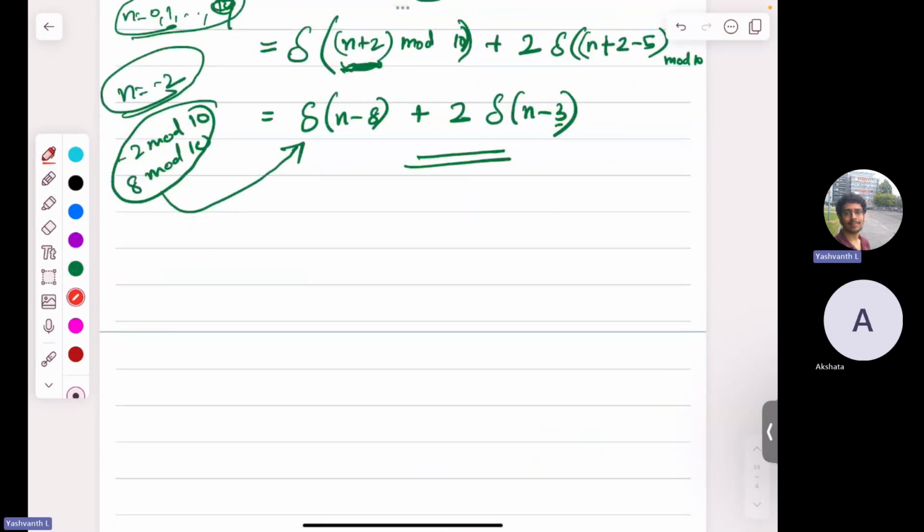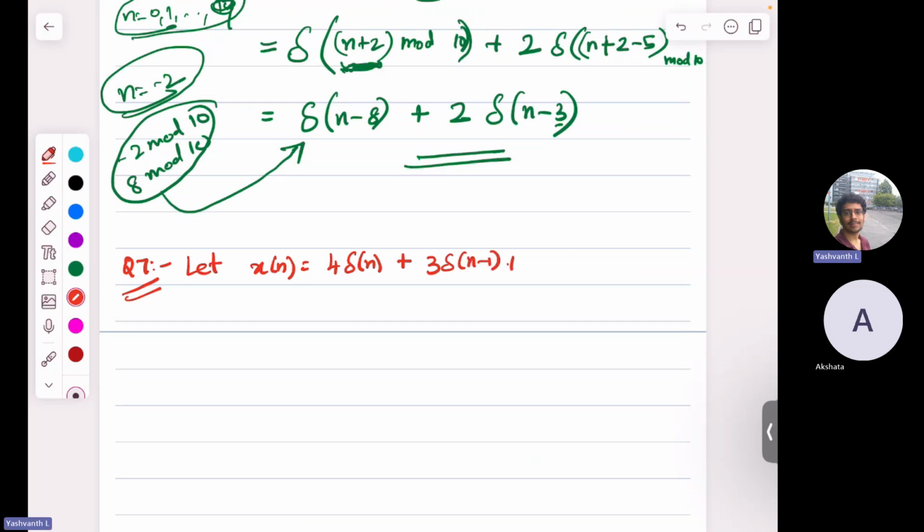That was question 6. Okay, that finishes question 6. Now let's do question 7. Very similar question. We are going to use properties of Fourier transforms. Let x of n be equal to 4 delta of n plus 3 delta of n minus 1 plus 2 delta of n minus 2 plus delta of n minus 3.